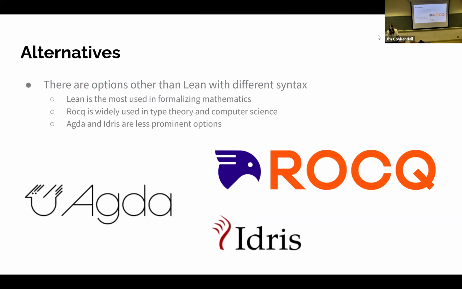There are also other options than Lean. This is not the only interactive theorem proving tool out there. It's just the most widely used in formalizing mathematics right now. Most of the others are less prominent, and I think they're mostly computer scientist things, but there are other options that people still use to do math, just not as widespread as Lean.